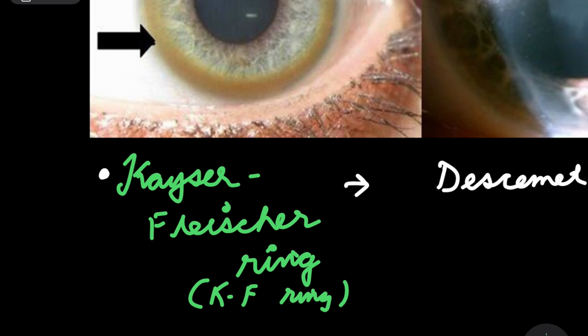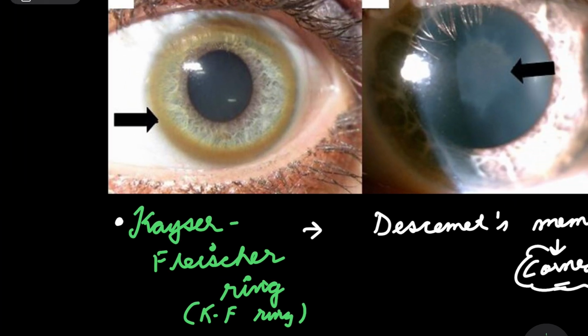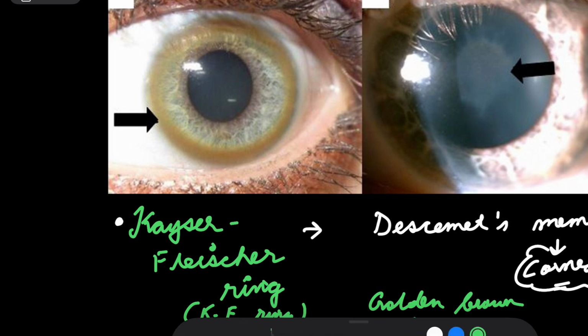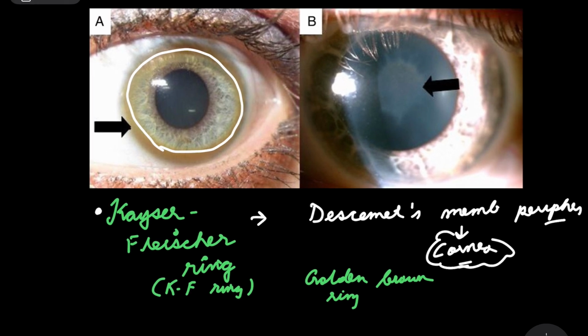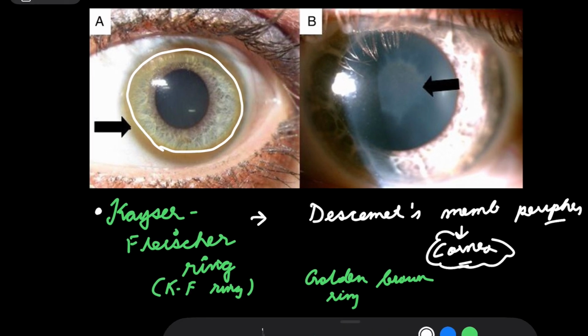KF ring. So this is a golden brown colored ring. I'll show you the picture in a bit. You can already see the picture actually. If I just use over here, this entire golden brown thing in the periphery basically is the Kaiser Fleischer ring.